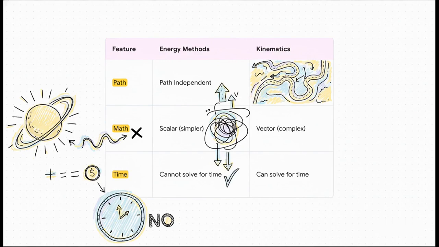So let's boil it all down. Here's the big takeaway. Energy methods should be your default, your go-to weapon. Why? Because they don't care about the messy path in the middle. And the math is way simpler. No vectors. There's really only one situation where you have to pull out the old kinematics tools, and that's when a problem asks you how long did it take. Because our energy equation doesn't know anything about time.